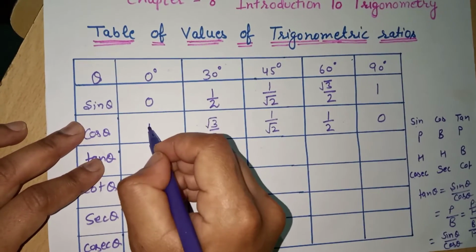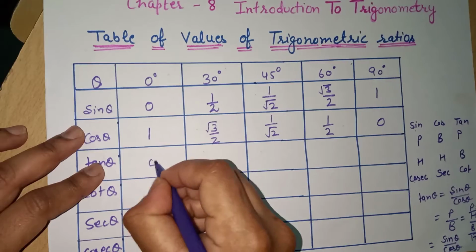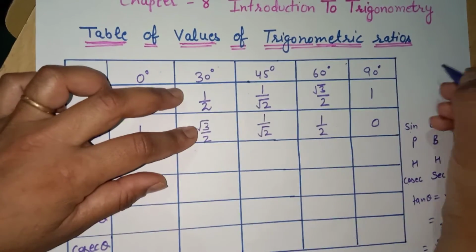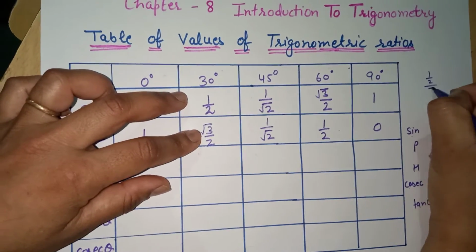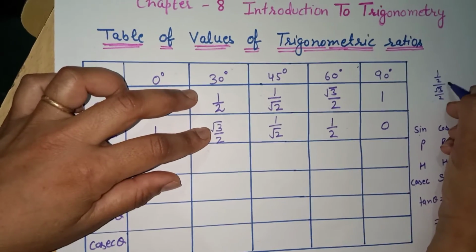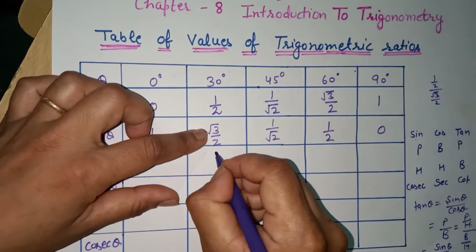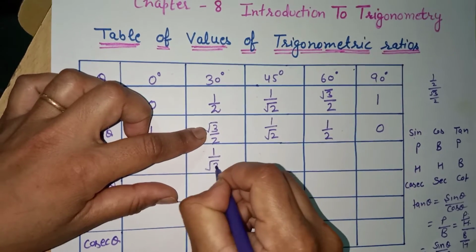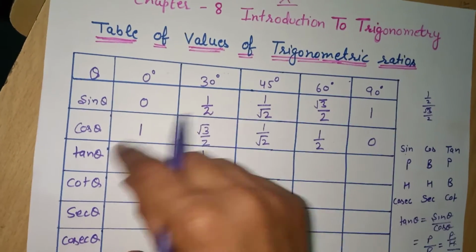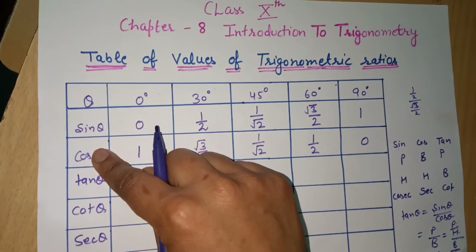So 0 upon 1 is equal to 0, and 1 by 2 upon under root 3 by 2. If I write it 1 by 2 upon under root 3 by 2, when we reverse it, it will change into the multiplication sign, and the value will become 1 by under root 3. And now in each of these values you have to divide the sin theta by cos theta.